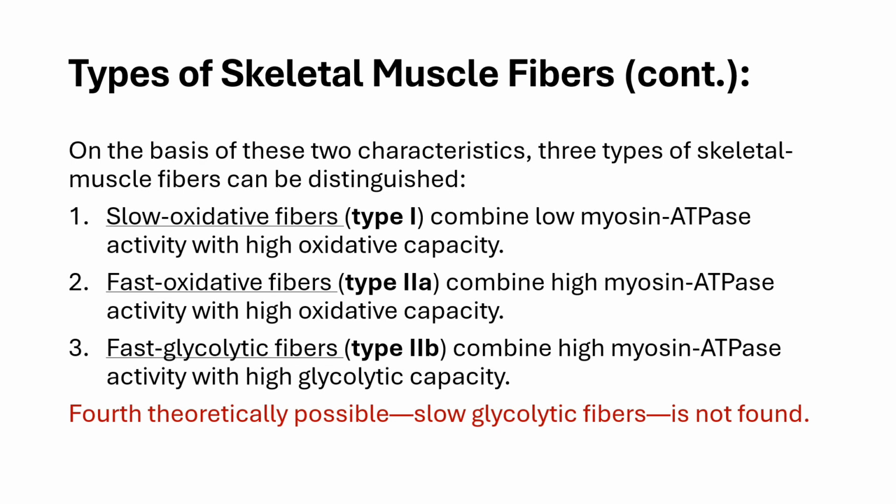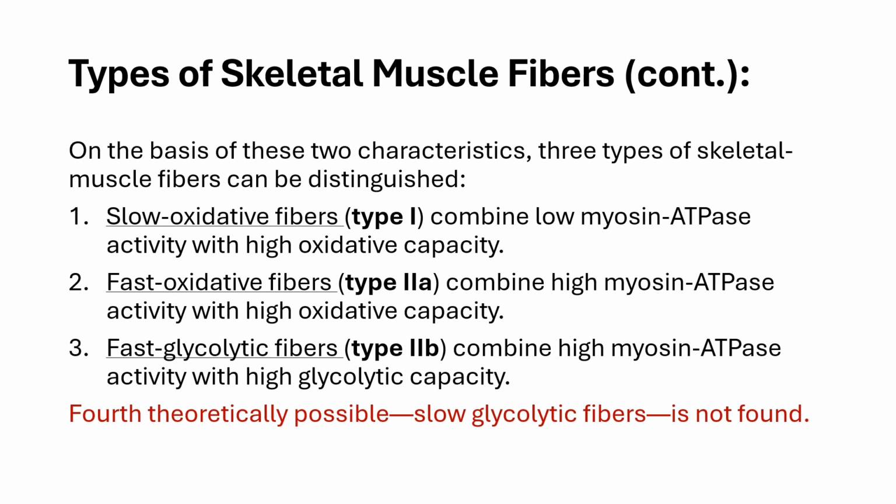And number three are fast glycolytic fibers, type 2B. So these fibers combine high myosin ATPase activity with high glycolytic capacity. It makes them specialized for short bursts of intense activities such as sprinting or weightlifting. And they rely on anaerobic metabolism and fatigue quickly due to the limited efficiency of glycolysis.